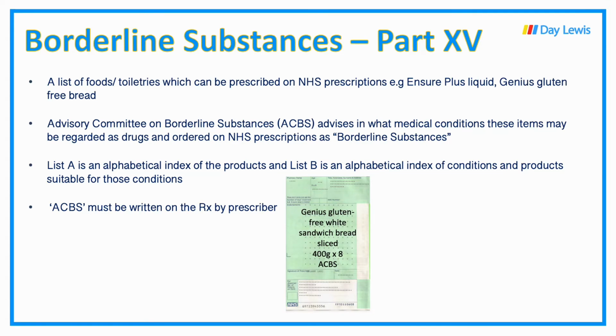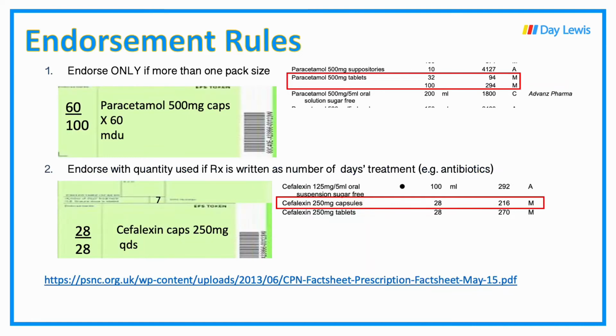So within a pharmacy, you may be specifically looking at list A. For a GP practice, whereby you are ordering the medication, you definitely would need to look under list B and look at the patient's conditions as well. So again, the annotation of ACBS must be written on the prescription by the prescriber to make sure that the list has been checked appropriately and that the borderline substance is appropriate for the patient and so can be supplied on an NHS prescription. We briefly spoke about endorsement rules previously, especially considering pack size.